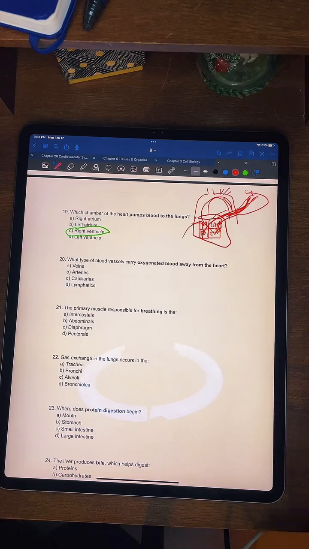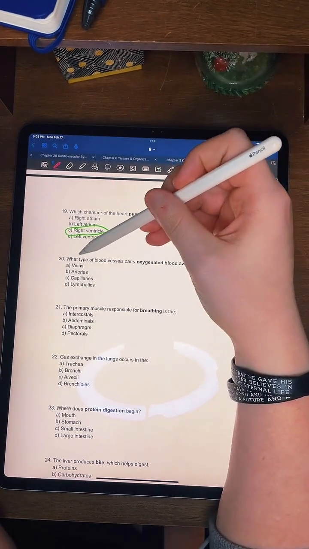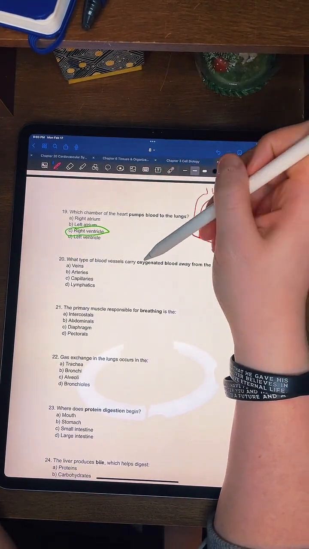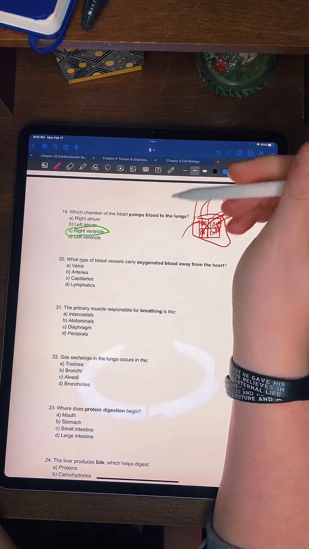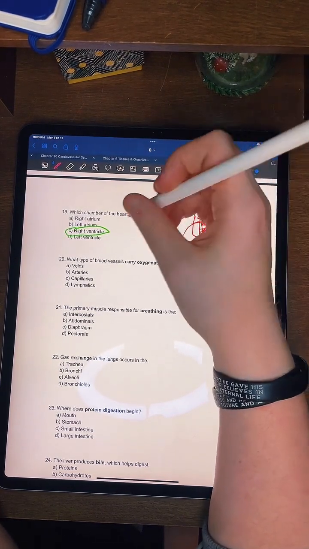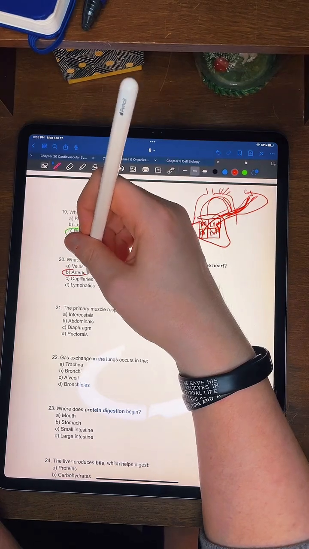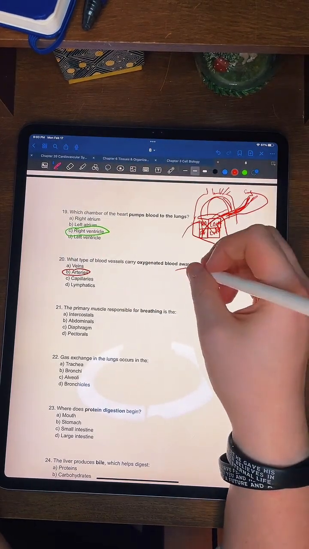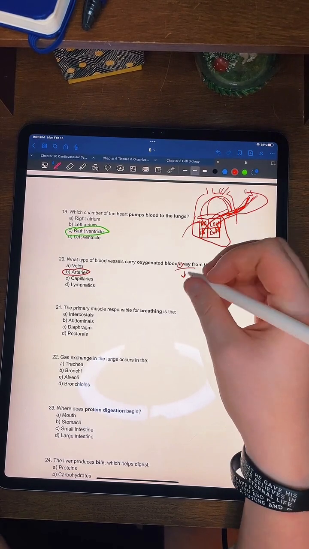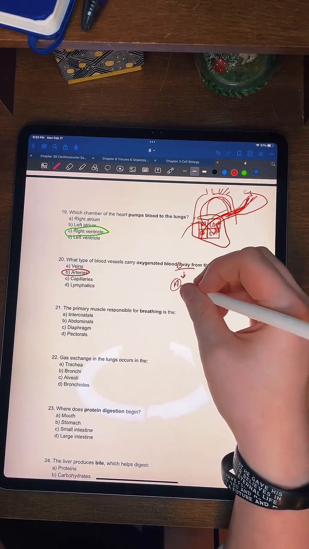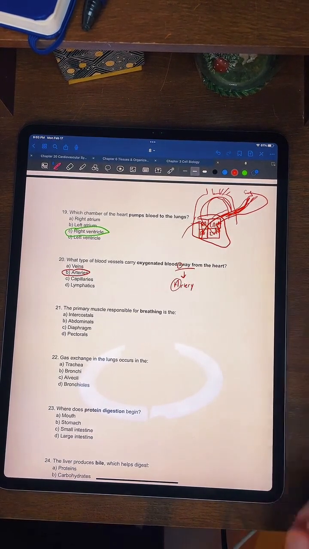Number 20. The question asks, which type of blood vessel carries oxygenated blood away from the heart? And that would be arteries. The way that I always think about it is away has an A in it, and artery has an A, so artery. That's how I always remember that.